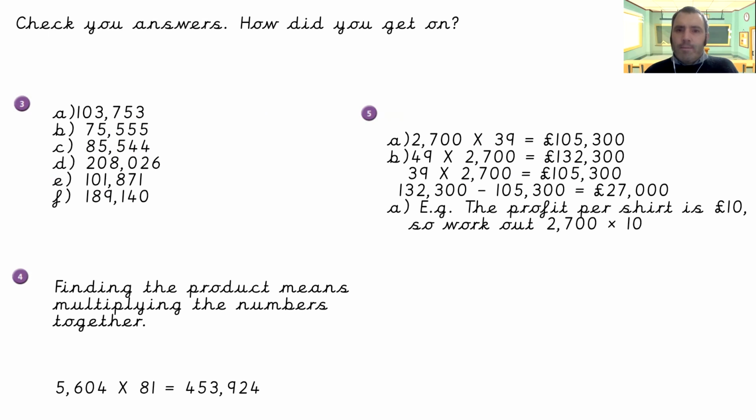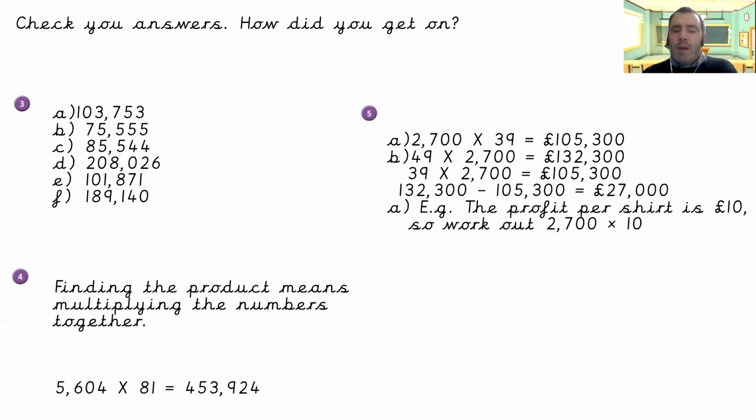Moving on to question 5. We're asked to work out how much it's cost to buy the shirts, how much profit has been made, and whether there's another way of working out how much profit was made. So, question A. It was 2,700 shirts, and they've paid £39 for each one. 2,700 multiplied by 39 to give a cost of £105,300.